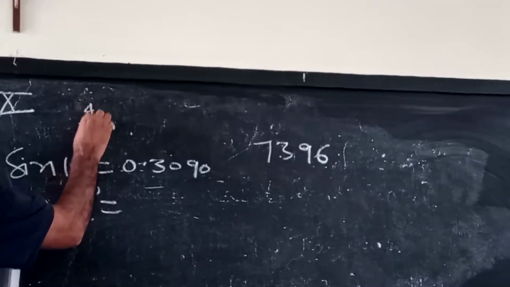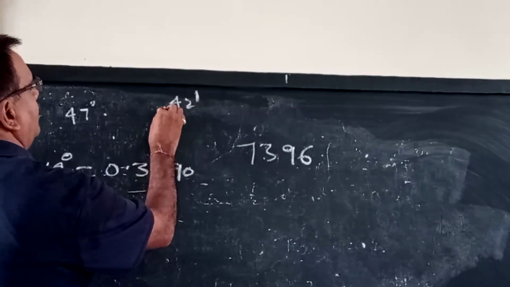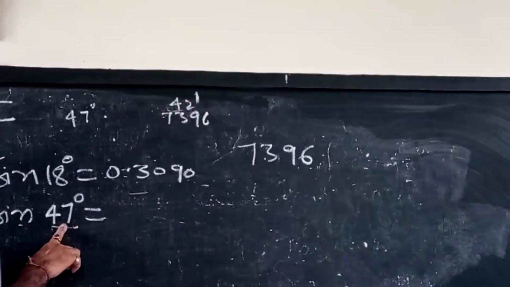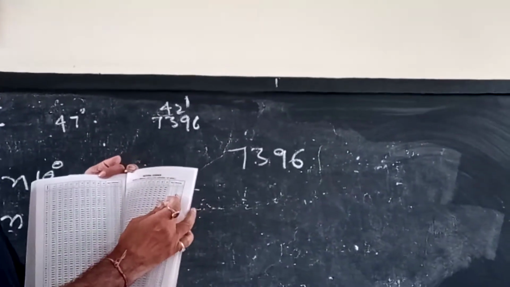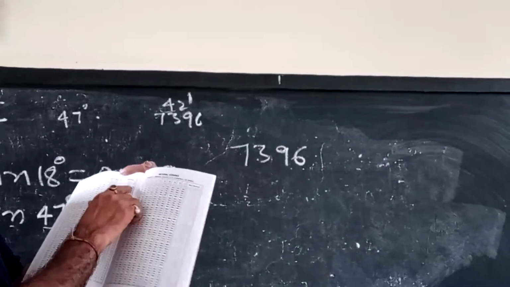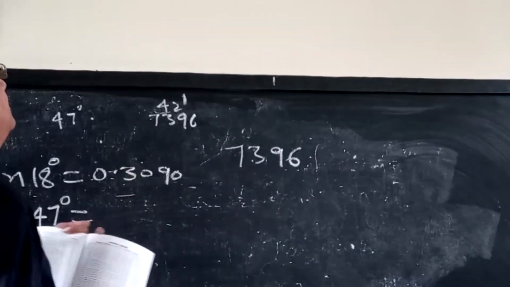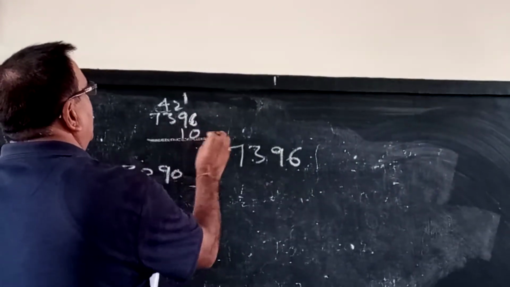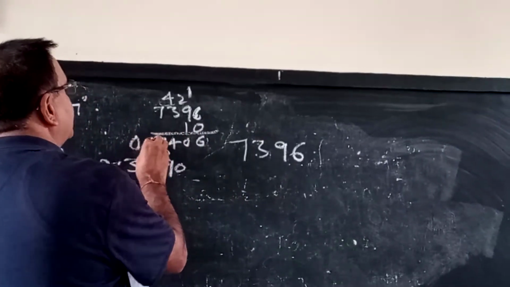I have seen 47 degree in 42 minutes. This value is 7396. Then 5 is left, because 5 is more. That 5 we will see in the mean difference column. So what is the mean difference column for 5? For 5, 10 is given. So we have to add this value. 6, 10, 4, 7. We have to put the decimal here.